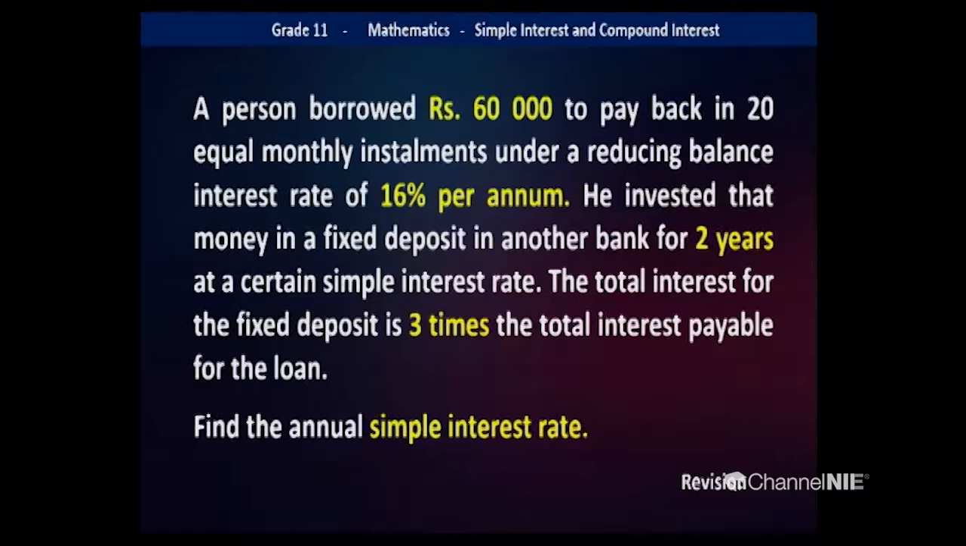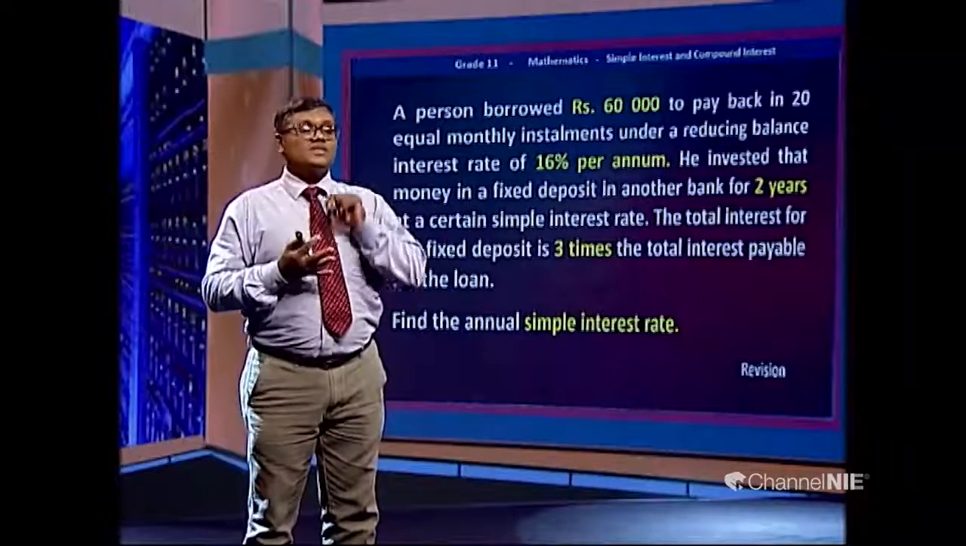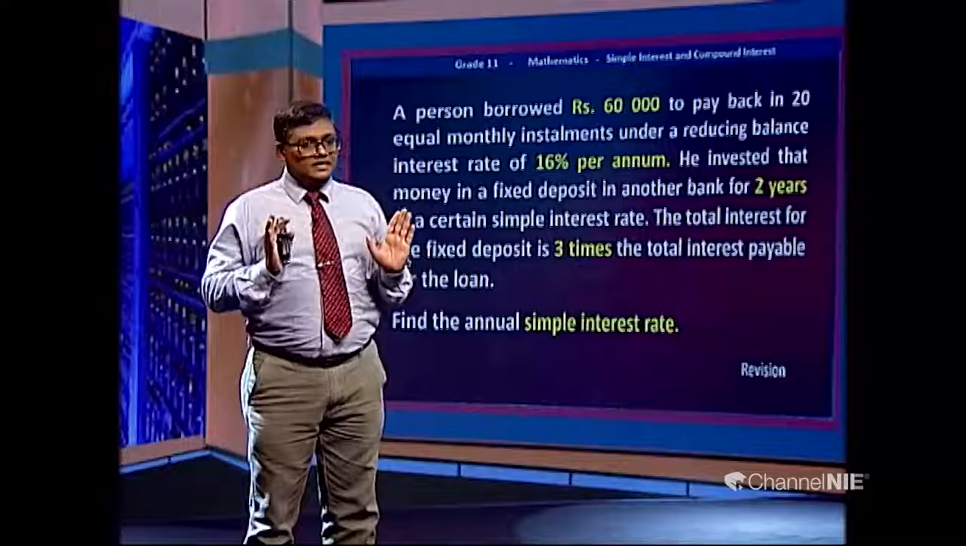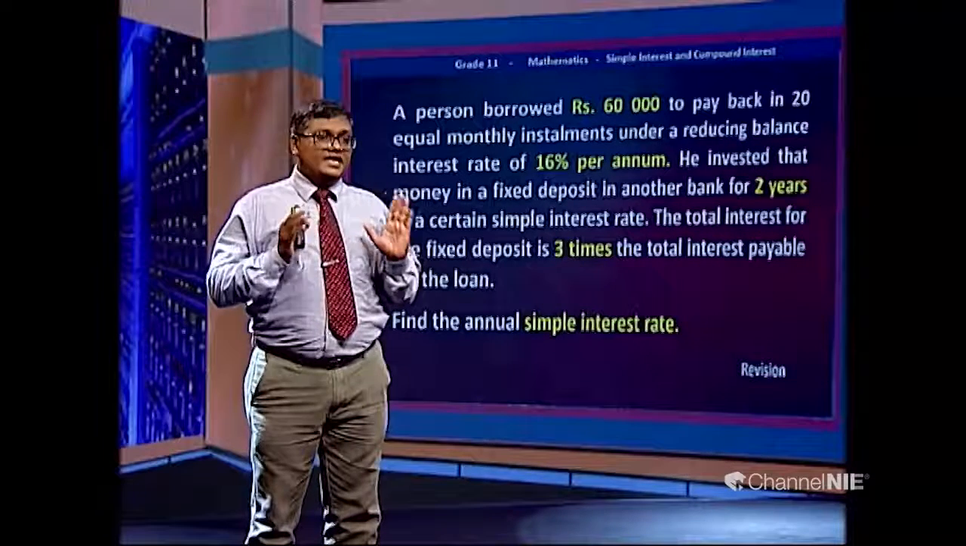I have told you about the unstructured question. Now this is a model of the unstructured question. A big story, one question. Let's read the question. A person borrowed rupees 60,000 to pay back in 20 equal monthly installments. I told at the very beginning there are 3 types of interest: simple interest, compound interest and reducing balance interest. In this lesson, I am not going to teach you about the reducing balance.